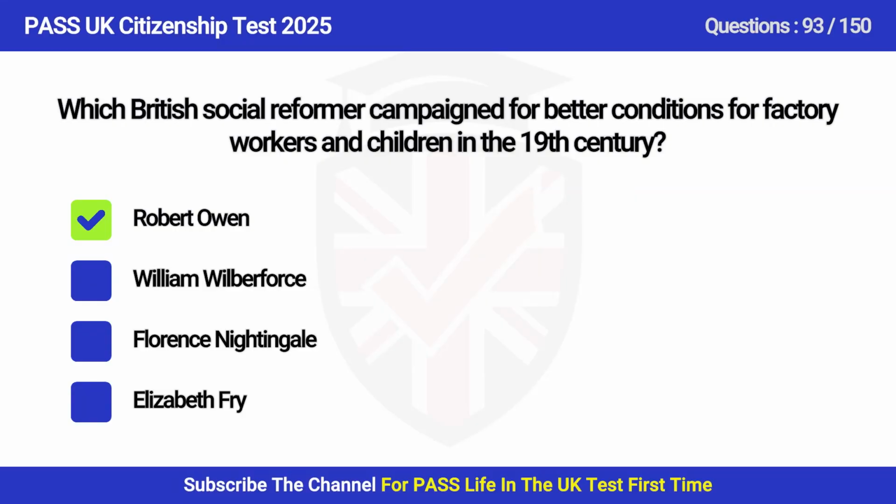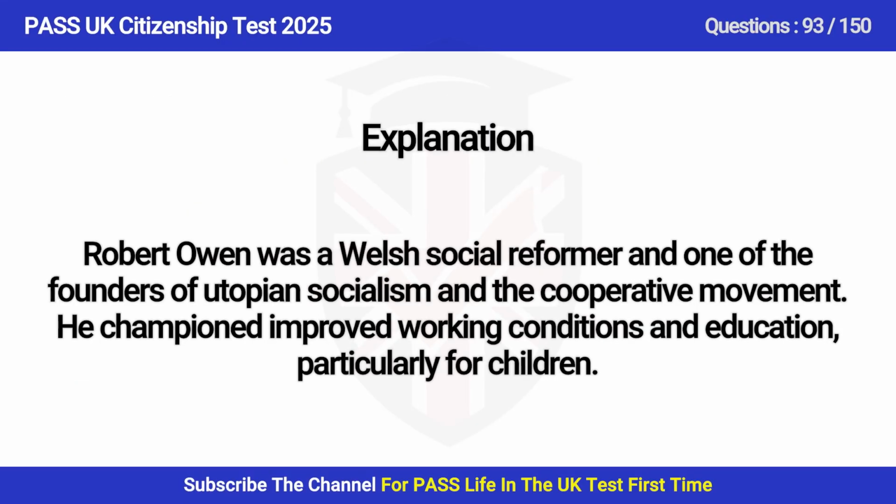Answer is A. Robert Owen. Robert Owen was a Welsh social reformer and one of the founders of utopian socialism and the cooperative movement. He championed improved working conditions and education, particularly for children.